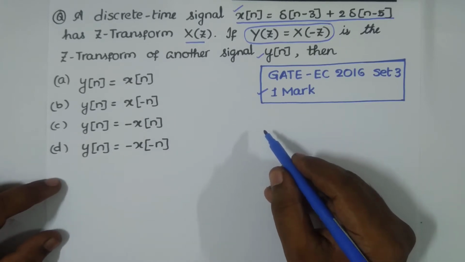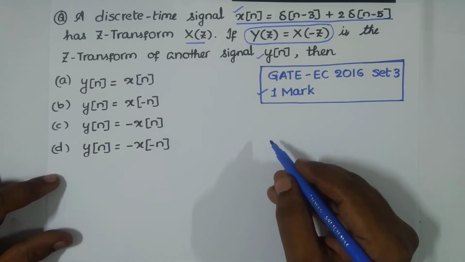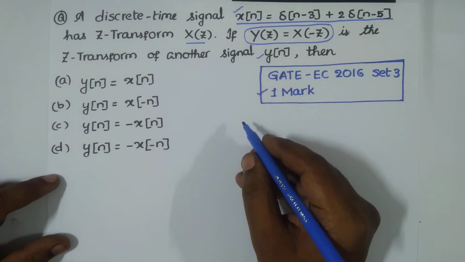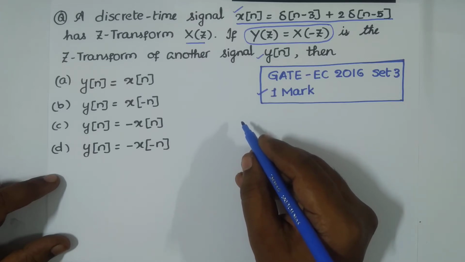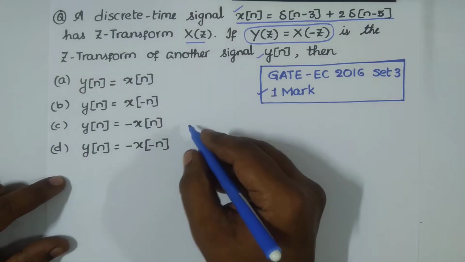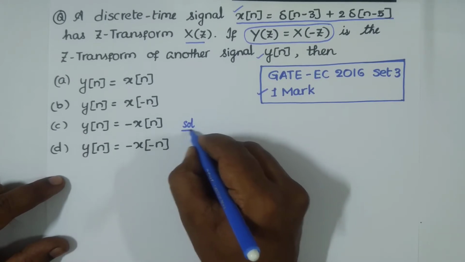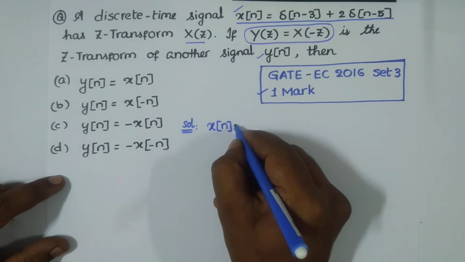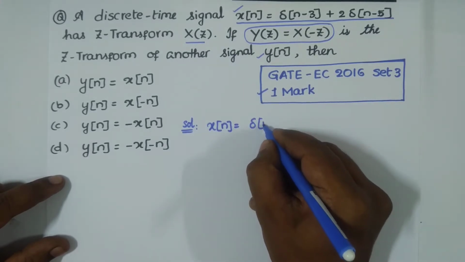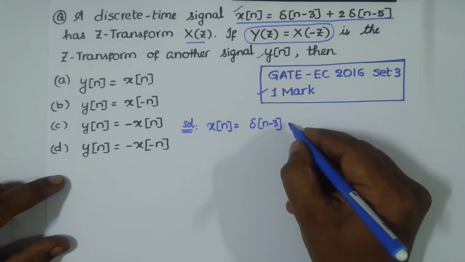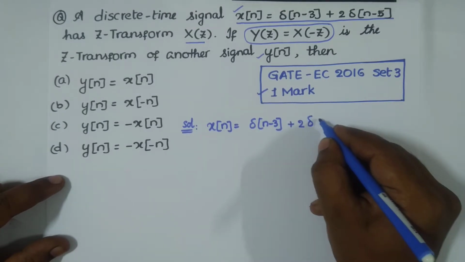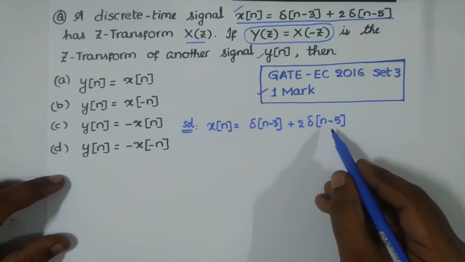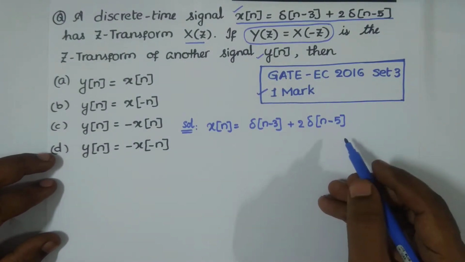Which one out of 4 will fit this question? Let's check it out. You see, this is not a big deal. Just go with your usual skills. Definitely we can win this question. First of all, let us take our sequence, I mean, our signal x of n is delta n minus 3 plus twice delta n minus 5, so linearly shifted impulse functions we have as x of n.